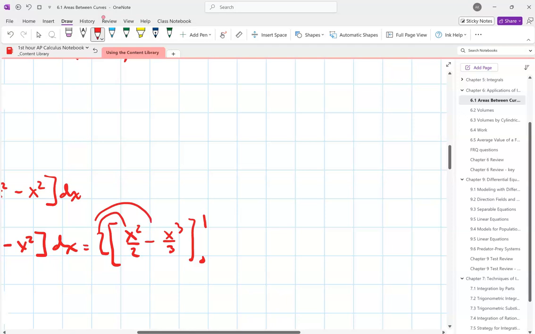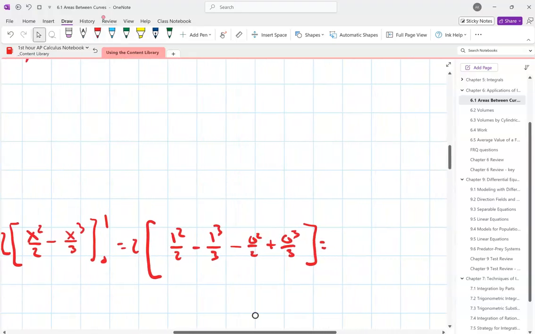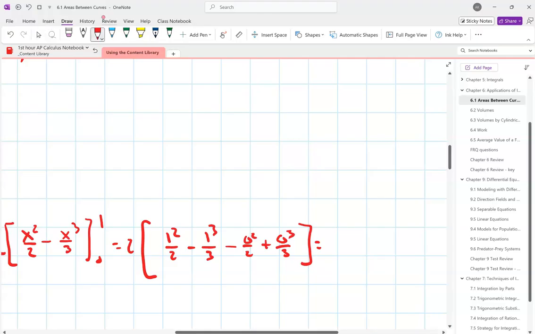So I'm going to go ahead and distribute the, it doesn't really matter. We'll keep the 2 out there. So I'm going to have 1 squared over 2 minus 1 cubed over 3 minus 0 squared over 2 plus 0 cubed over 3. So I get here, let's see, I get 2 times 1/6 or 1/3, I think. My mental math is right. Sometimes fractions in mental math is tricky. What do you guys think?